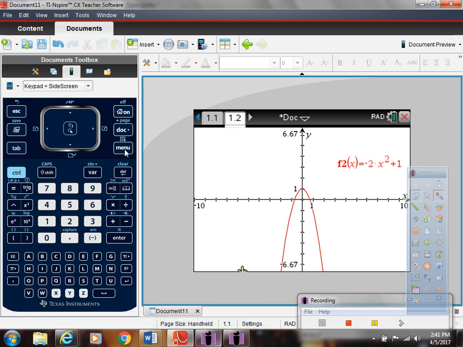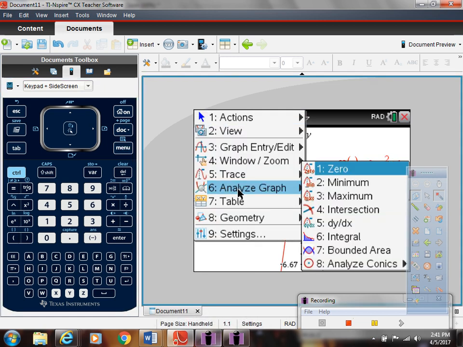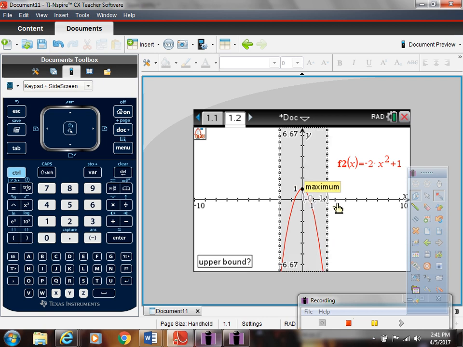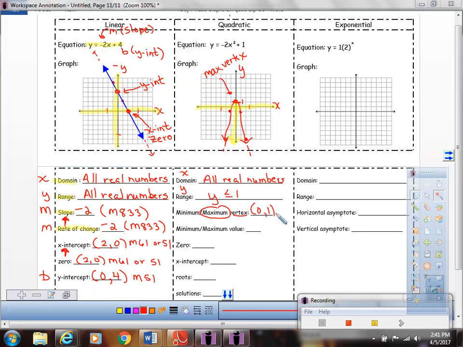Where is it? Menu 6, 3. Right there it says the word maximum. If you don't know, look for it. It doesn't hurt to take some time to say, well, maybe there's a maximum somewhere in there. So there's a maximum right there, and then you just click and drag over that. So there it is right there. So 0, 1.